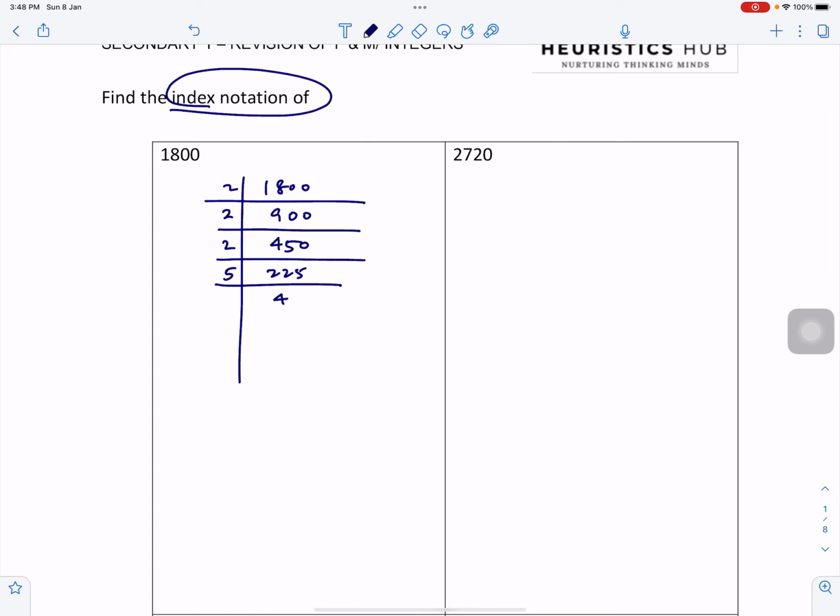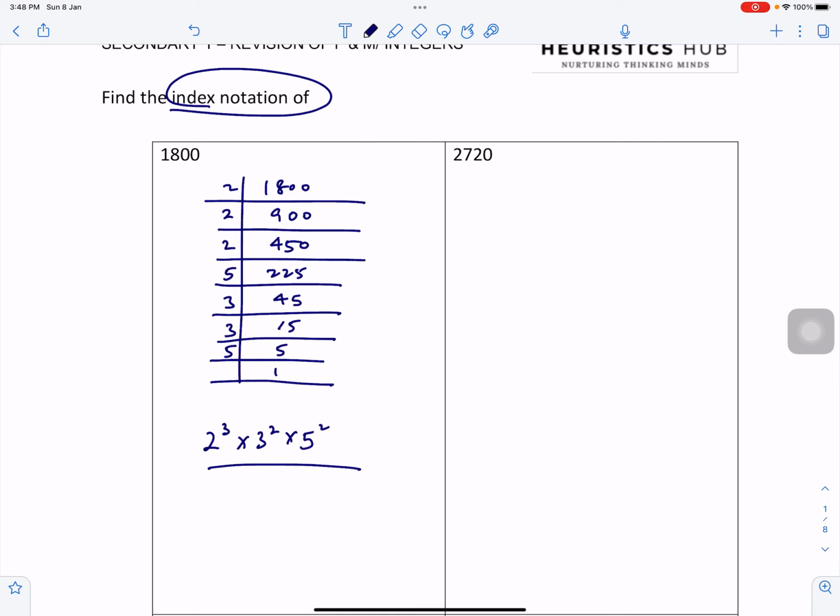Divide by 3, that will give me 15, divide by 3, that gives me 5, and divide by 5, that gives me 1. So in index notation, that will be 2 to the power of 3, multiplied by 3 to the power of 2, multiplied by 5 to the power of 2. I hope you got this question correct. Let's take a look at the second question.